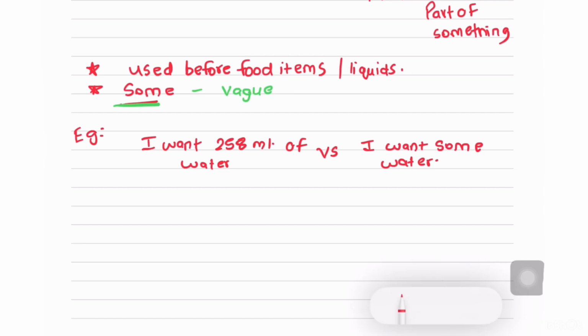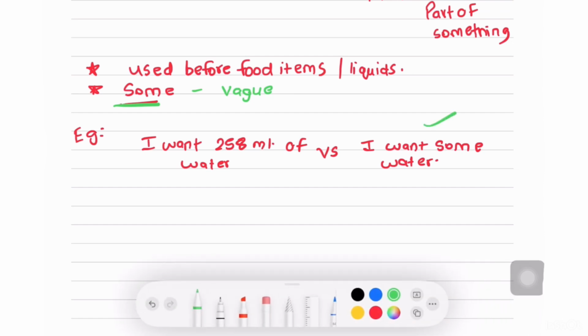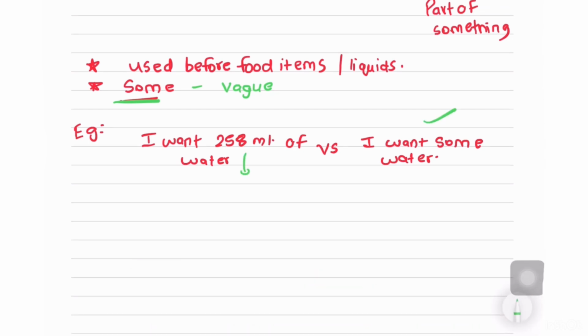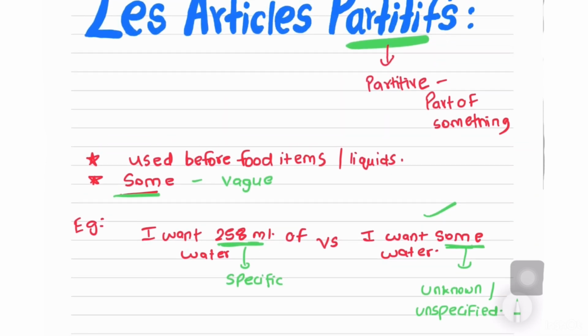Now, between these two, what do we generally say? We say the second one more often, right? But here in the first one, the quantity is specific, and we don't really say that, right? Here, when I say one, I'm putting a number. Here I'm saying some. Now, the more commonly said one is the second sentence. So here the quantity is unknown or unspecified. Still, we prefer the second one more because it tells us that you want some portion of it, right? And that is your les articles partitifs.